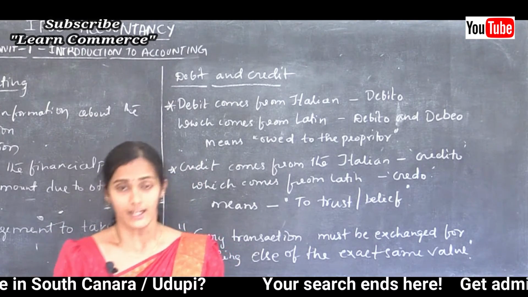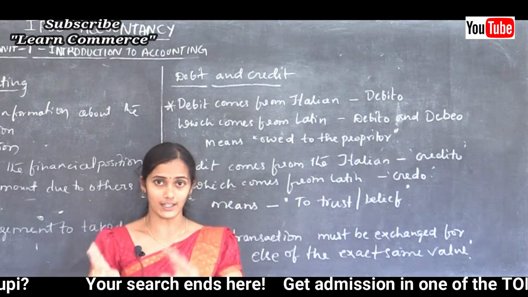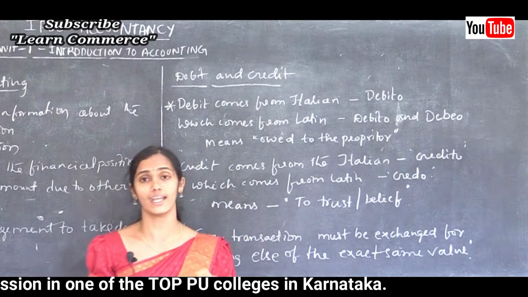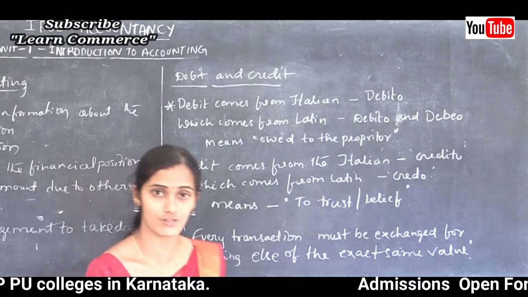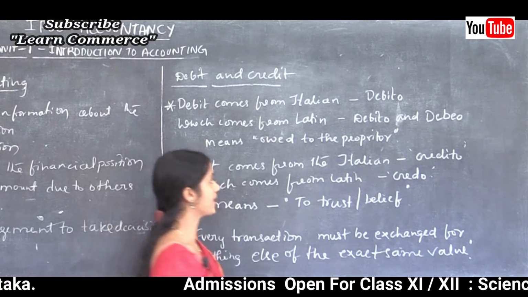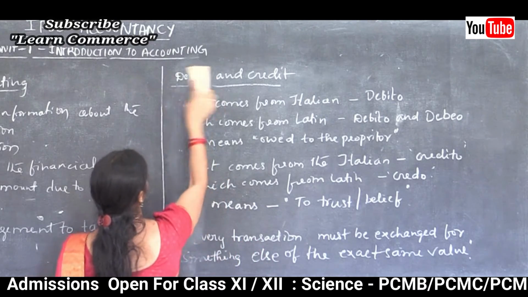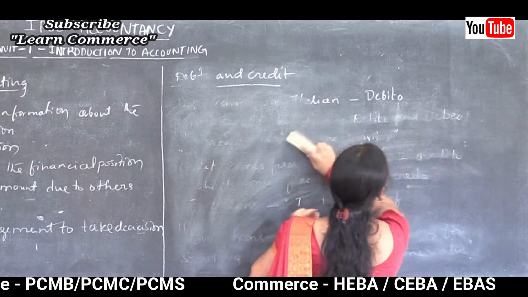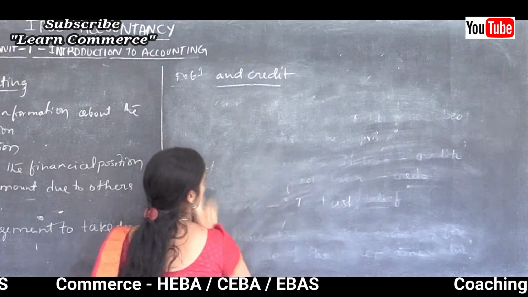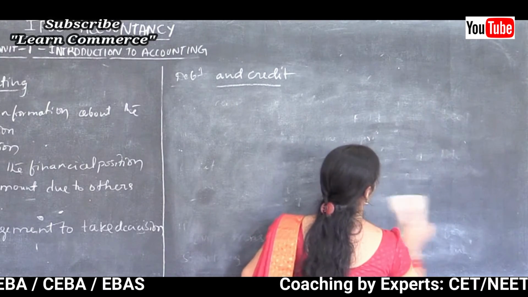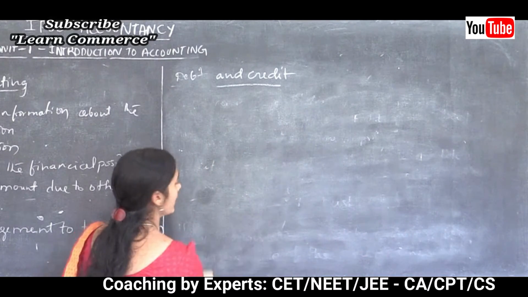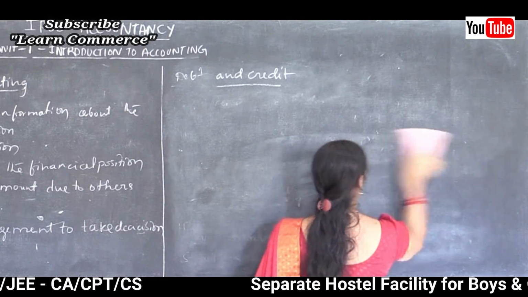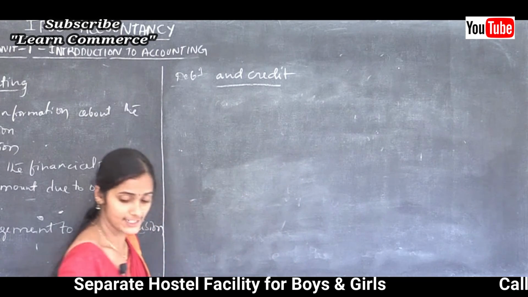So here, debit and credit are the two sides of accounting. The book in which debit and credit are recorded, that book is called the ledger. The book in which we record the transaction is called the ledger.